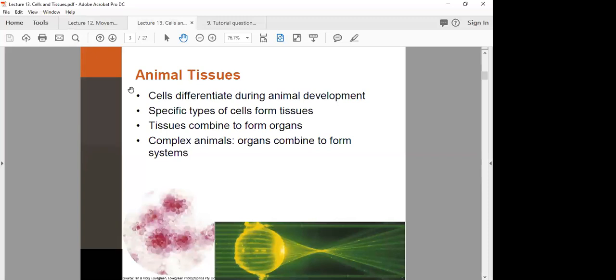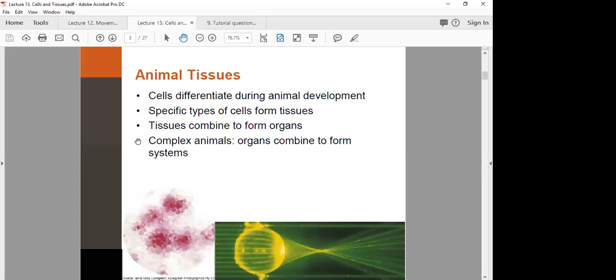They have the same genetic code in the form of their DNA, but the genes contained within the DNA are expressed differently in different cells. So cells are said to differentiate during development. Specific types of cells might aggregate to form tissues. Tissues might combine to form organs, and then in complex animals and of course in plants, organs might combine to form systems, that is, systems that carry out entire processes.